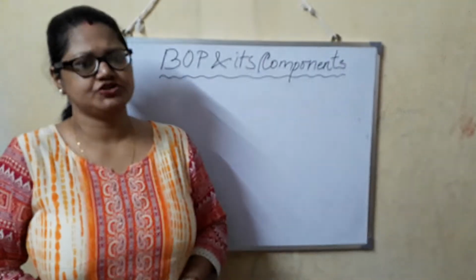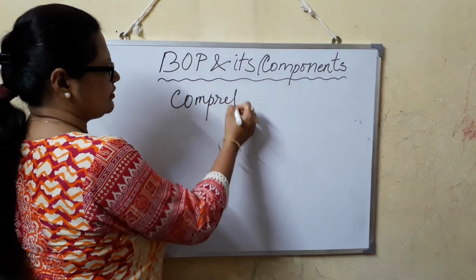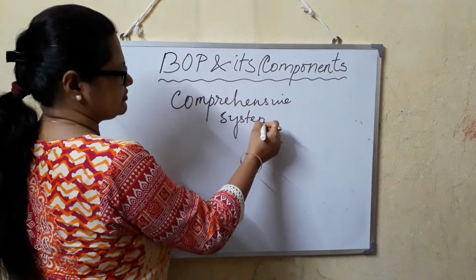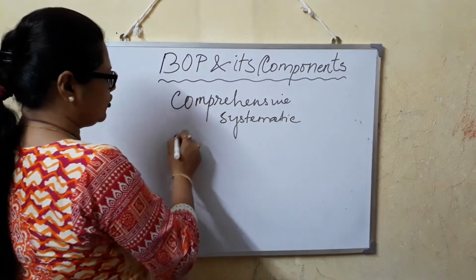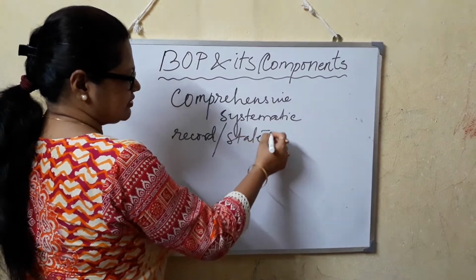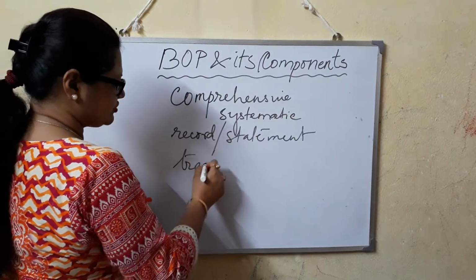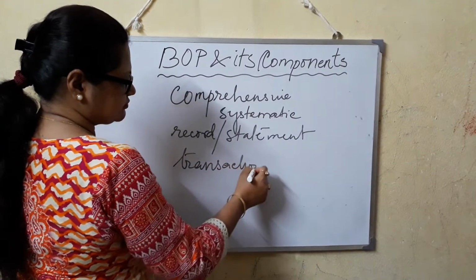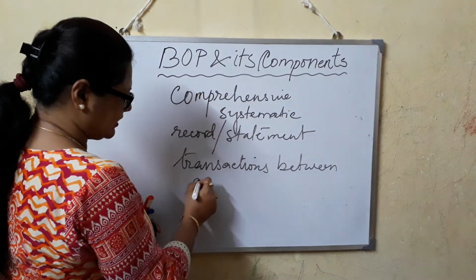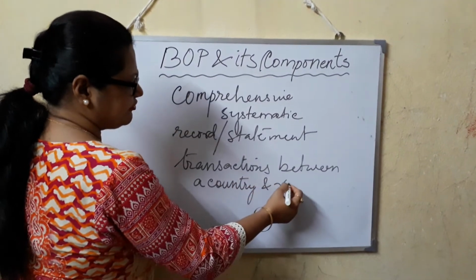So let's begin with what is BOP. BOP is a comprehensive and a systematic record or a statement regarding the transactions between our country and rest of the world.